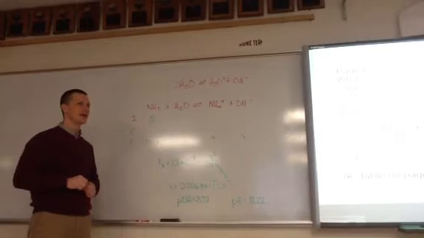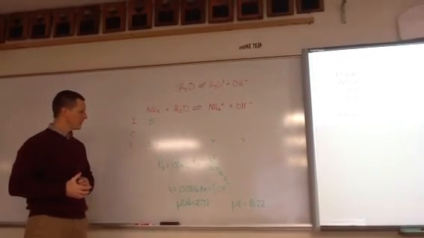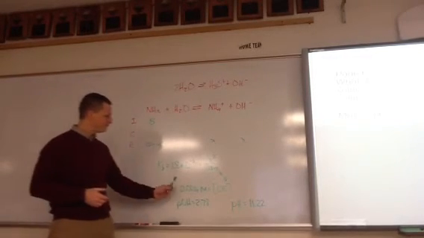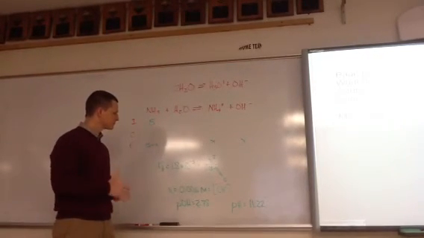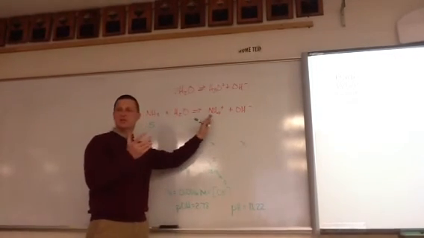Anybody have any question about that? I took the negative log of the OH concentration. But if you have the Kw of water and the Kb of that, can't you find the Ka? That would give you the Ka of ammonia, but that doesn't do us any good in this problem.